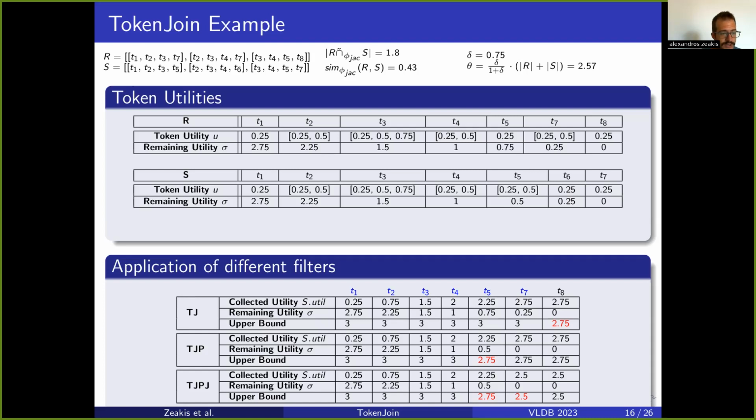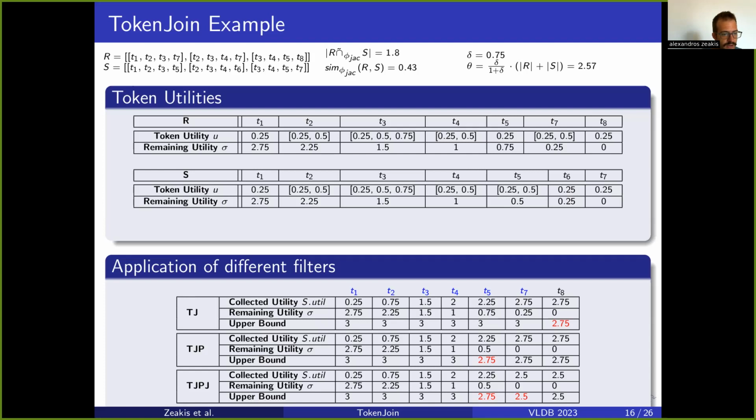First, we see the token utilities of both R and S along with their remaining utility sigma. The tokens that show utilities with brackets are tokens that are included in more than one element, and inside the brackets we see the accumulated utilities necessary for the join filter. The common tokens are shown in blue.